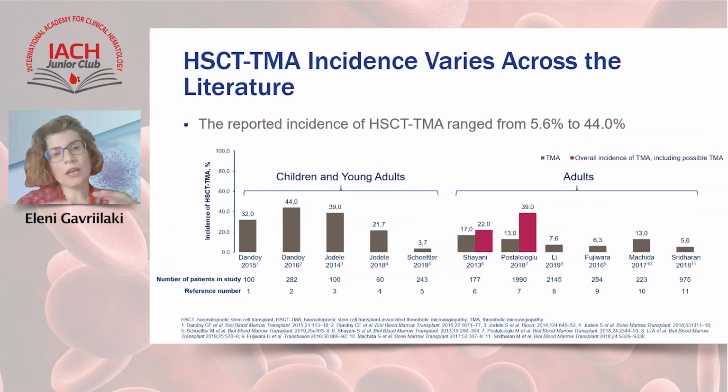But to highlight the context of the now and the future, we know that the literature has reported incidence from 5 to 44%. It is interesting, from our point of view, however, that experienced centers, both in children and in adults, have an average incidence of 15, 16, 17%.